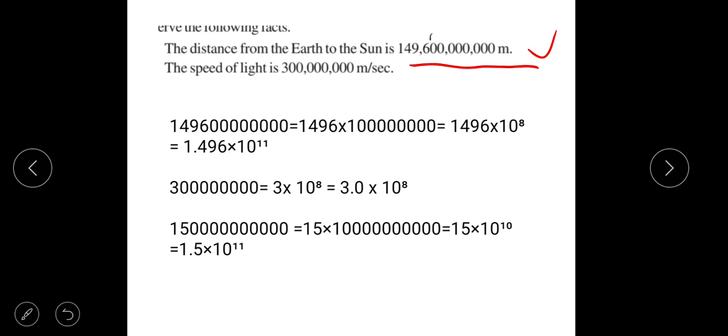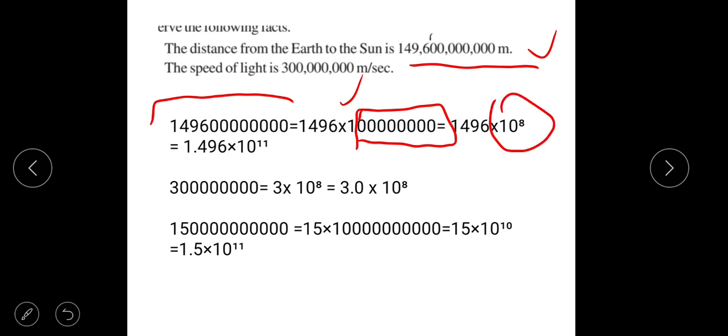Look at this. How do we change this? We know this is a number. In our number, how many zeros are there? 8 zeros. So 1496 into this number to be multiplied, 1 and 8 zeros, then we will get the number we know. So this number can be written as a power of 10, 10 raised to 8, because there are 8 zeros. So the answer is actually 1496 into 10 raised to 8 is this number.